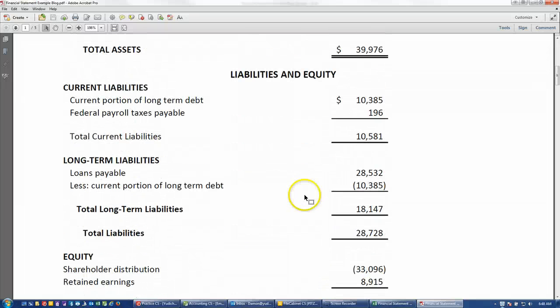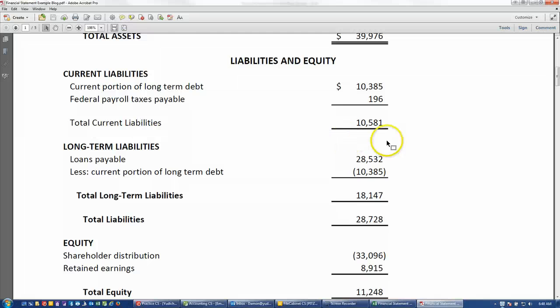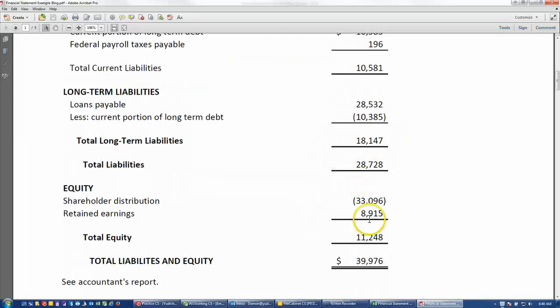The other thing is your liabilities. So this is money that you owe, and this could be a loan. And then the final item is the equity section, which is what your company's worth.